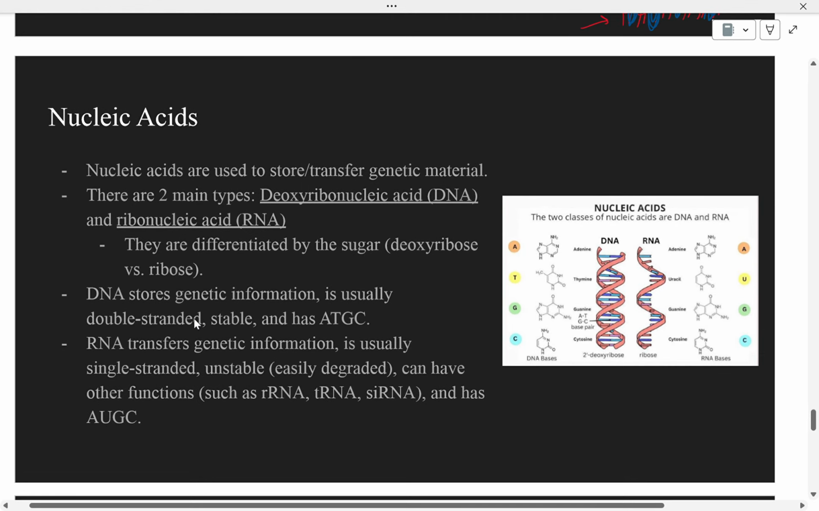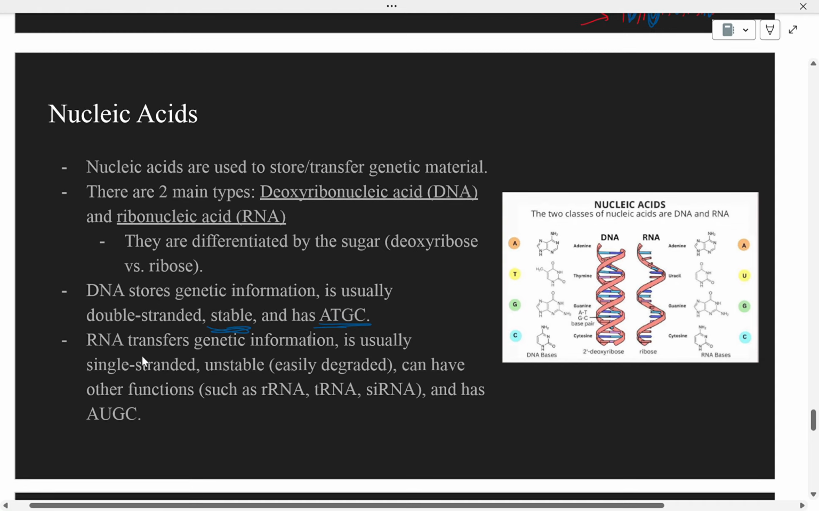So DNA, everyone knows this. It stores the genetic information. It's usually double-stranded, right? And some other things about it is that it's pretty stable. So it doesn't just fall apart on its own. It stays in its normal conformation. Then it has ATGC: adenine, thymine, guanine, cytosine.